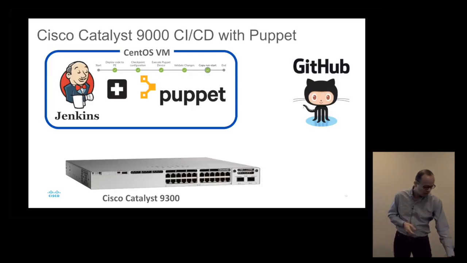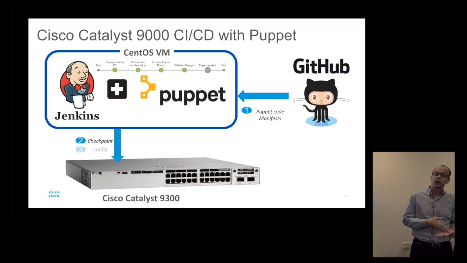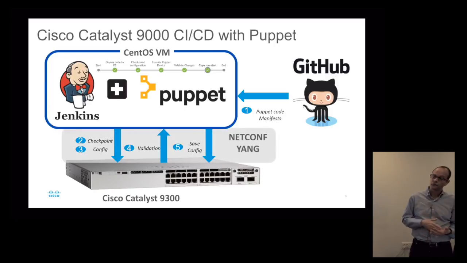So Jenkins is going to run Puppet Task to download the code from GitHub, create a checkpoint of the configuration, change the configuration onto the device, validate the changes, and in case everything is fine, it's going to save the configuration. If the validation fails, it's going to use the same checkpoint that we have done in phase 2 to roll back the configuration on the device itself.